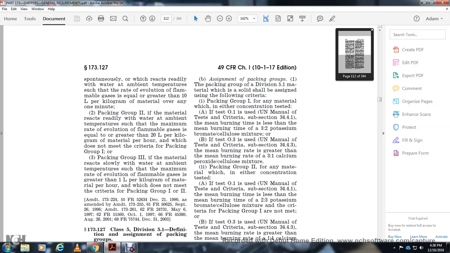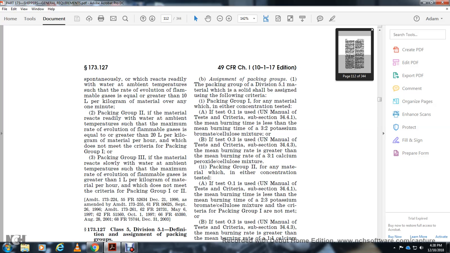The packaging group of Division 5.1 solid material shall be assigned packaging group 1 if, in either concentration tested, test O.1 in the UN Manual of Tests and Criteria, subsection 34.4.1, shows a mean burn time less than the mean burn time of a 3:2 potassium bromate cellulose mixture, or test O.3, subsection 34.4.3, shows a mean burning rate greater than the mean burning rate of a 3:1 calcium peroxide cellulose mixture.